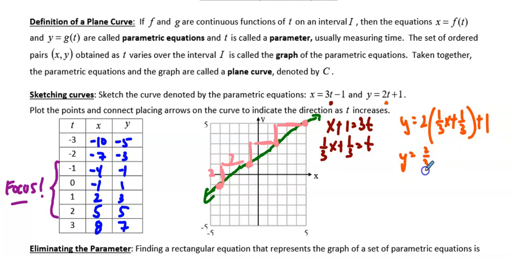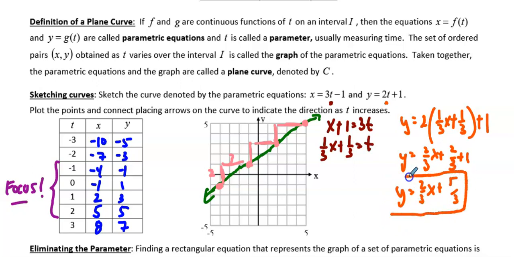If we distribute the 2, as you'll see here, and then add the 2/3 plus 1, we get 5/3. So you can see that we now have y equals 2/3 x plus 5 over 3. Well, that's the equation of this green line. That's exactly what it is.